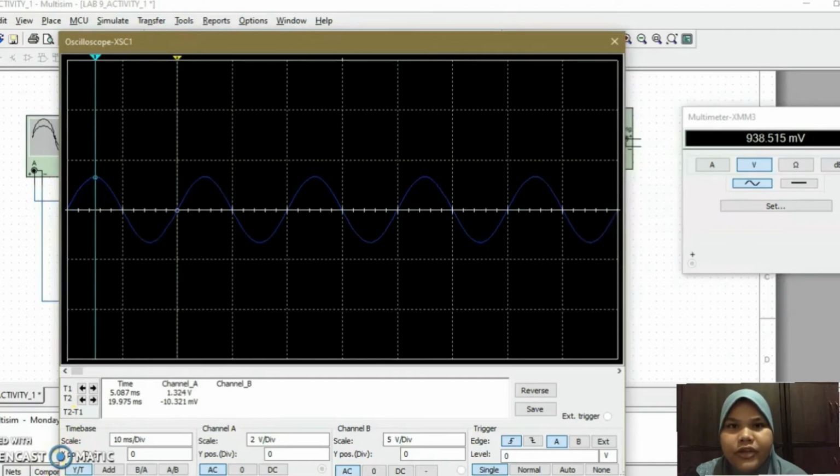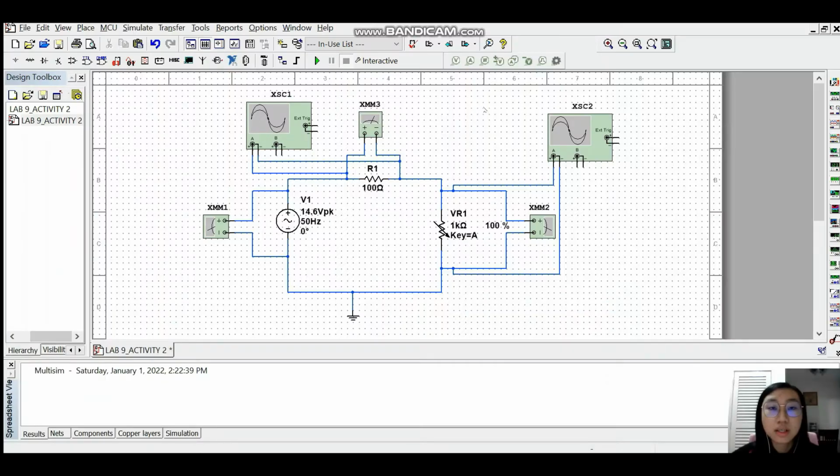The value of peak voltage and peak-to-peak voltage was calculated by applying Ohm's law, and it is already stated in the report. So that's all from me. Thank you. A very good day to Doctor.